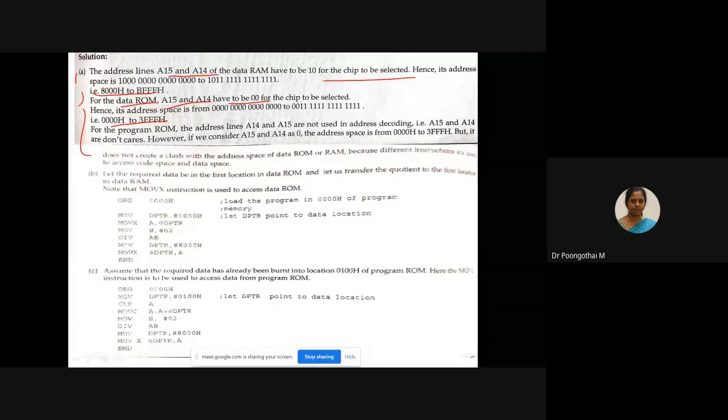In the case of the program ROM, the address lines A14 and A15 are not used at all, since they are not involved in address decoding, so A15 and A14 are don't cares. So you set A15 and A14 to 0, and the address space is 000 to 3 triple F. So both addresses will be the same, but it does not create a clash with the address space of ROM and RAM, because different instructions are used to access your code space and data space.